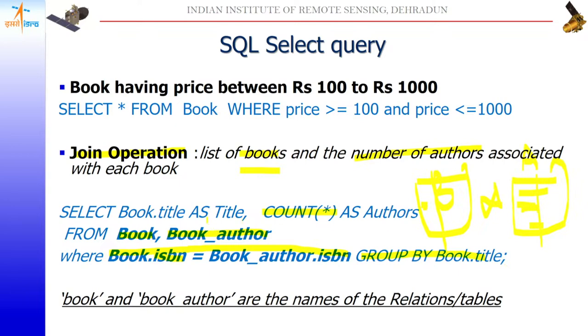Now one more thing you might be wondering about is that I'm using as title. This is called an alias. So instead of displaying book.title or count star in the result, I'm giving them an alias, saying represent book.title as title. So in the output, the column names will be title and authors. So this also allows you to join the tables based on the common attribute, which in this case is the ISBN number.